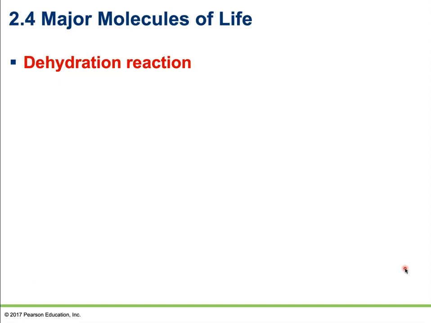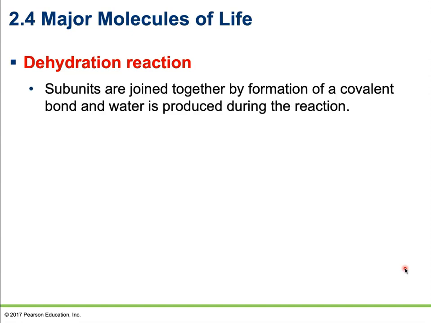The first one is a dehydration reaction. We call it a dehydration reaction because it is a chemical reaction in which subunits are joined together by the formation of a covalent bond. While we are forming this covalent bond, water is produced and released during the reaction. This is used to connect monomers together to make polymers. So think of stringing beads together on a chain, or linking cars together to make a train, like a bunch of cars in a choo-choo train.